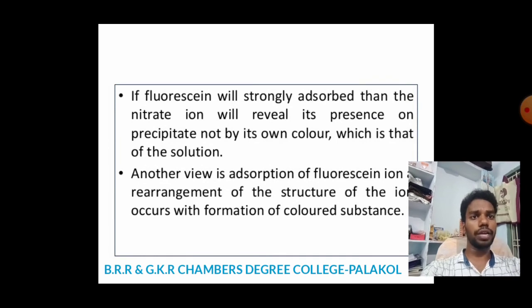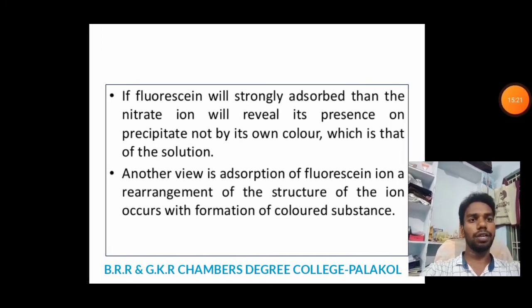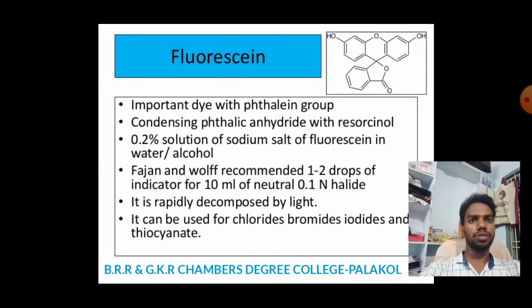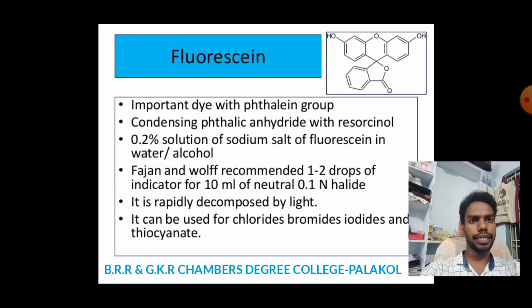The indicator reveals its presence on the precipitate not by its own color. Another view of adsorption of fluorescein ion is that a rearrangement of the structure of the ions occurs with the formation of colored substances, right? Fluorescein is an important dye with a phthalate group. This is the structure of the fluorescein adsorption indicator. It is prepared by condensing phthalic anhydride with resorcinol. The indicator is the sodium salt of fluorescein in water or alcohol.